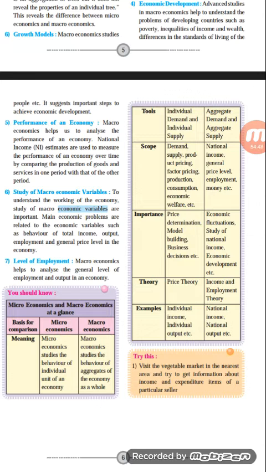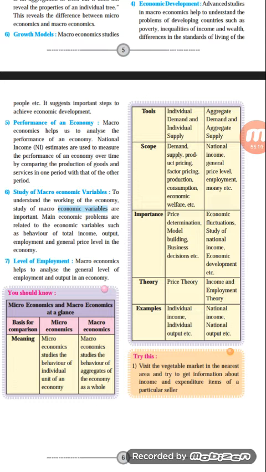So the total behavior of the people related to income, output, employment and the general price level needs to be studied, along with the various factors that affect them. When we study the variables, we can find out the differences. We can have detailed knowledge of those variables, and we can identify the problem so that it can be tackled in a proper manner.